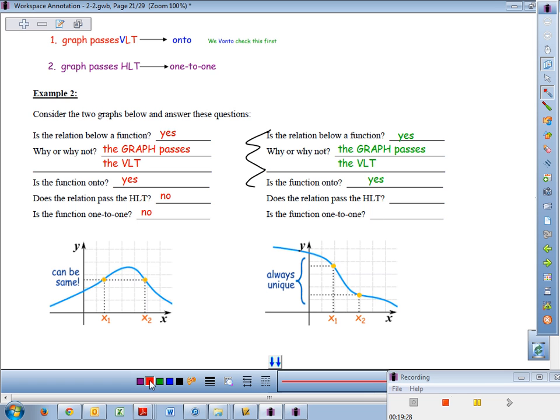Does this pass the horizontal line test? Yes or no? Yes, it does. So is that 1 to 1? Yes. Which really means it is both. It's 1 to 1 and onto. Right? We will never have a situation, because we're talking about functions, where something will only be one-to-one. It has to be both for what we are trying to do, because they are functions in the first place.